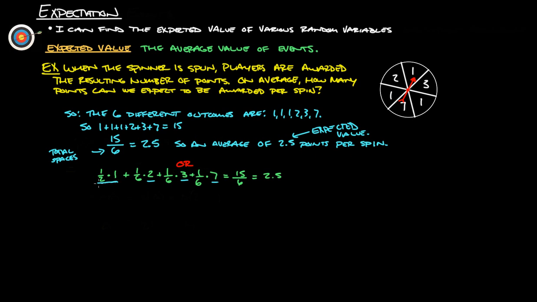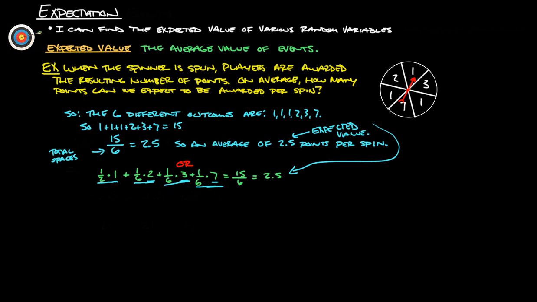So here's our probability times the value. Plus, only 1 of the 6 is going to give us a value of 2. So 1/6 times 2, 1/6 times 3, because only 1 of the 6 spaces is a 3, and then 1/6 times 7 as well would give us 15 over 6, which also gives us 2.5, which is the expected value. So that's a different way to look at that.